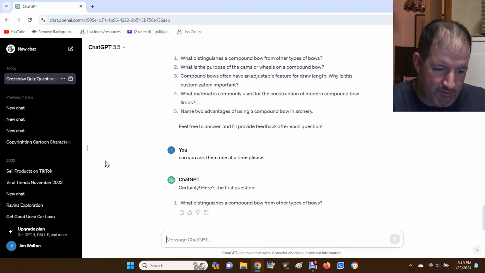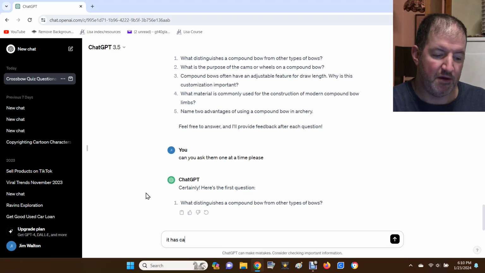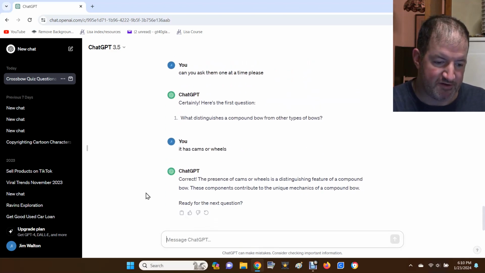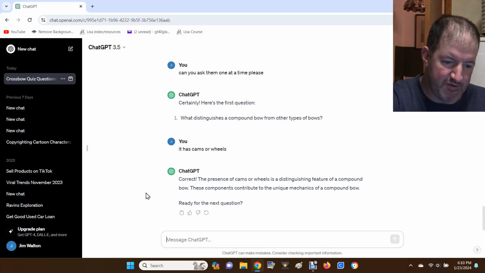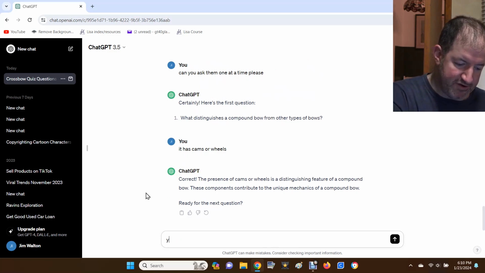What distinguishes a compound bow from other types of bows? Compound, it has cams or wheels. Correct. The presence of cams or wheels is a distinguishing feature of a compound bow. These components contribute to the unique mechanics of a compound bow. Ready for the next question?